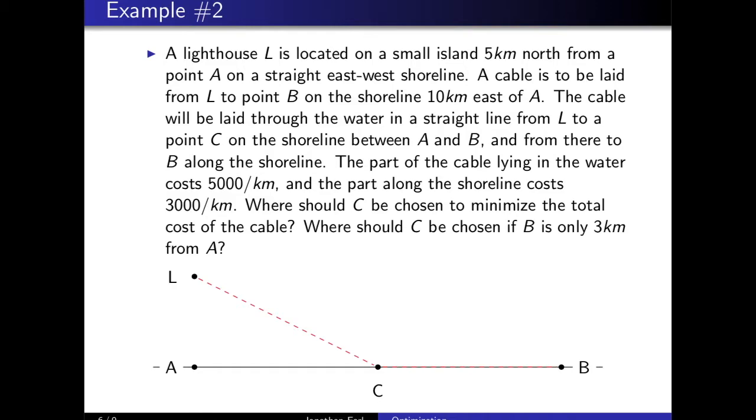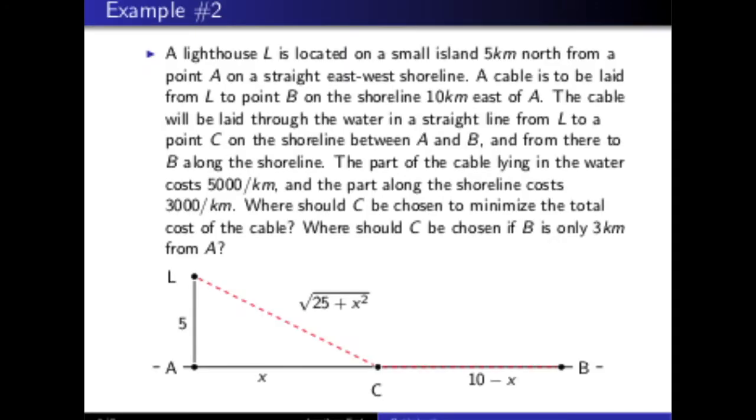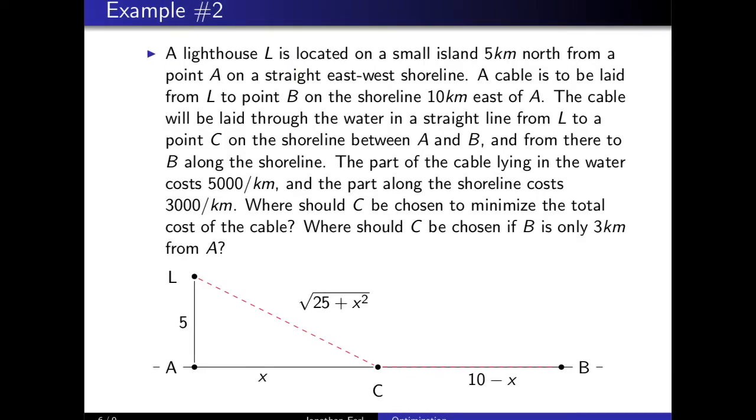Okay, so let's go and label a few different parts of this to simplify things down a bit. What we could see here is that we're going to get a triangle formed with A, L, and C, where one side length will be 5, we'll call the other side x, and our hypotenuse will be the square root of 25 plus x squared. Then we have this other line of 10 minus x, so that'll be the distance between C and B along the shoreline.